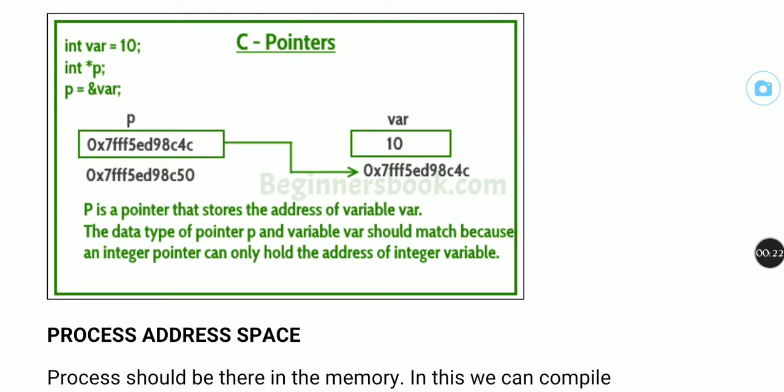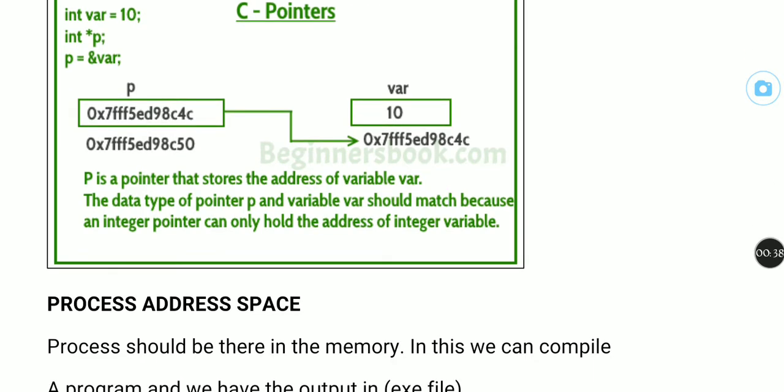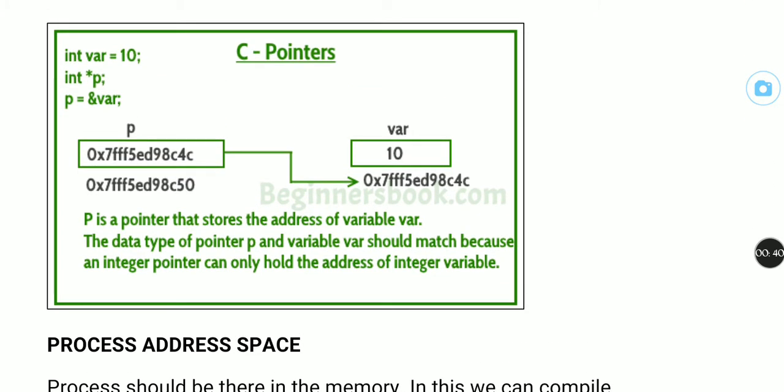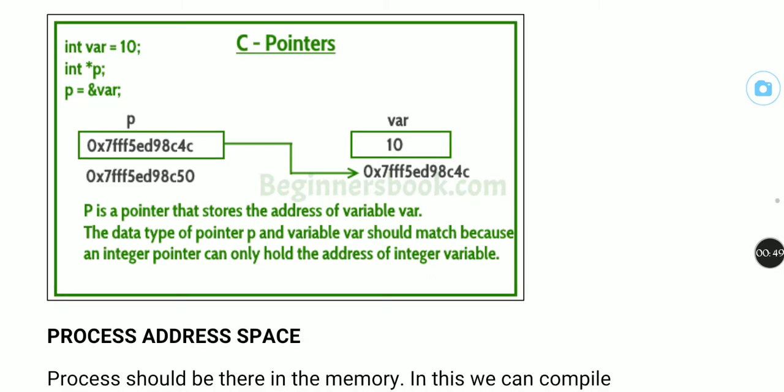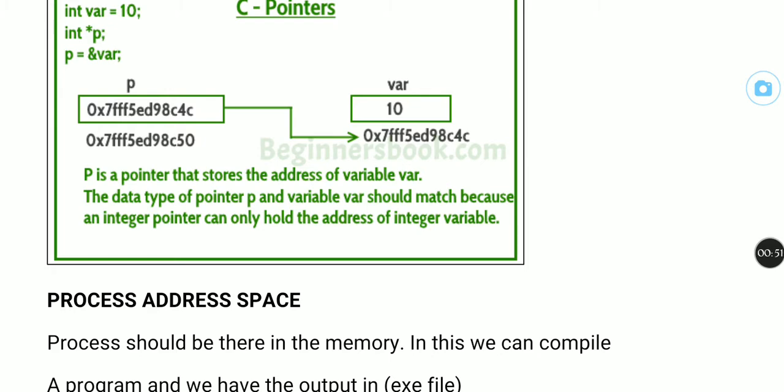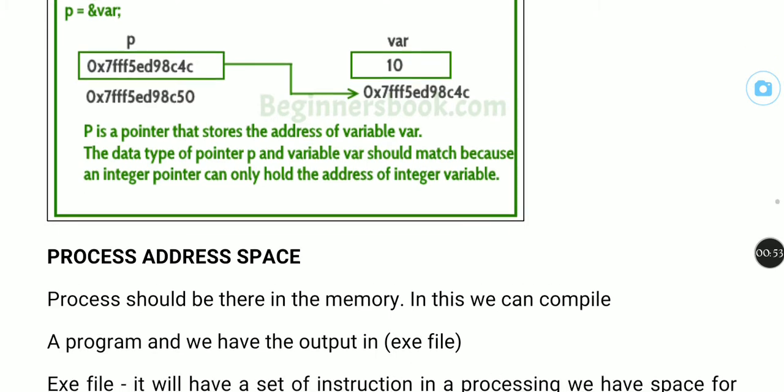For example, int var equal to 10. Var is nothing but a variable and int star p is a pointer. The star denotes that it is a pointer. Then p equal to address of var, which means p is the pointer that stores the address of the variable var. The data type of the pointer p and the variable var should match, because an integer pointer can only hold the address of an integer variable.